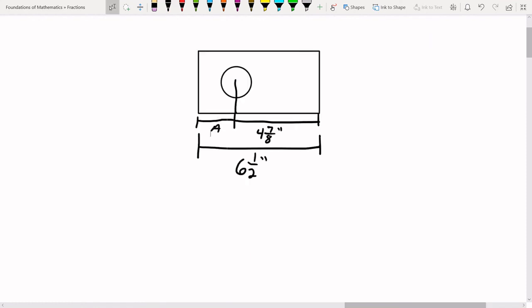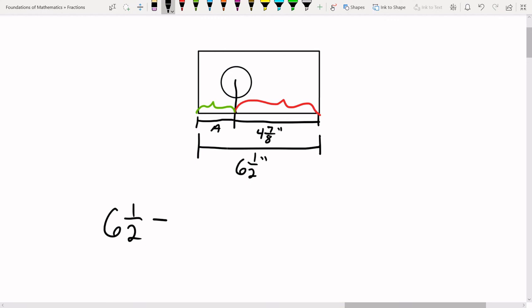Here we have a piece of like steel or something with a hole drilled in it. And we know the whole piece is 6.5 inches long. And we know that this first piece here, just in case it's not clear, this is the portion we're looking at. This is 4 7/8 inch long. And we're asking, what is A for this portion right here? Find this. All we have to do is take off 4 7/8 from 6.5.